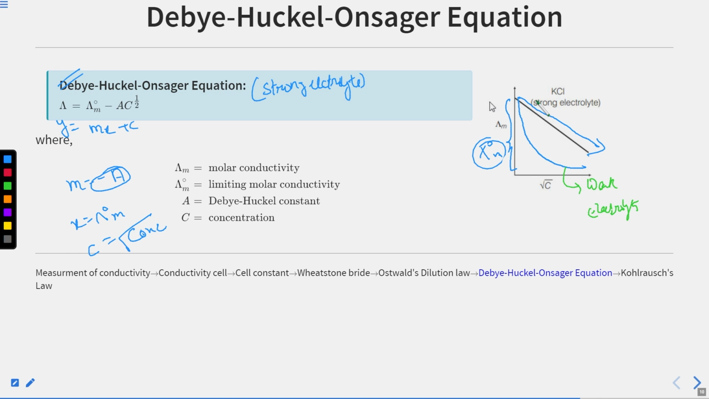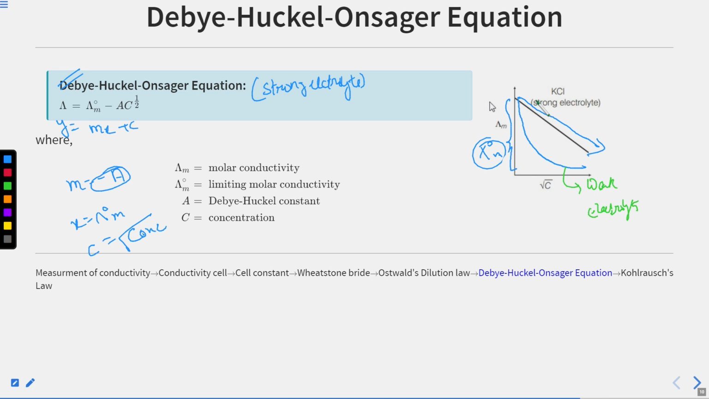Just as this root C value increases, or the concentration increases, we can see a very quick drop in the molar conductivity of weak electrolyte. So this should be kept in mind. This graph is very important. So one, we have a strong electrolyte graph, one we have a weak electrolyte graph, and we have chosen this as our representation. Okay, is this clear?